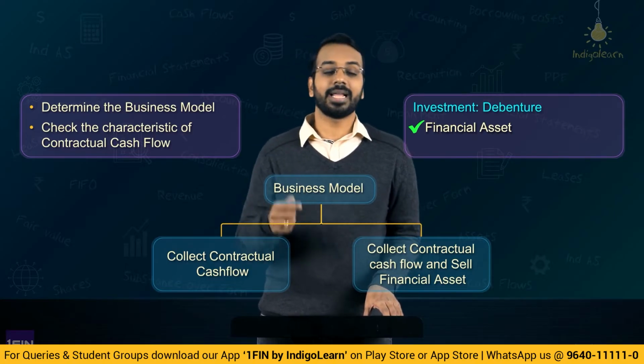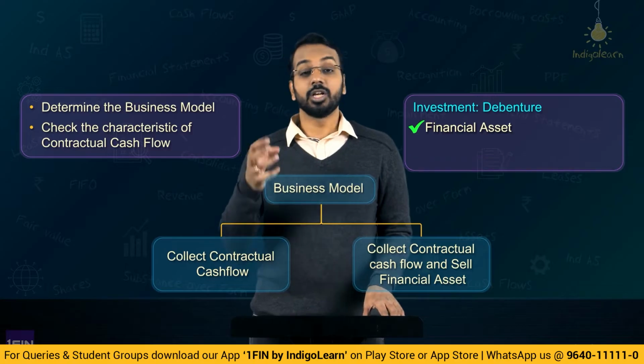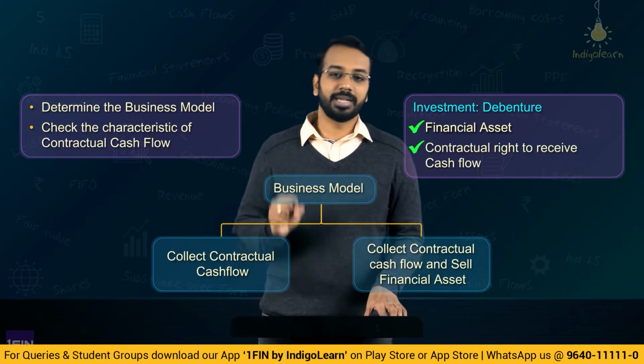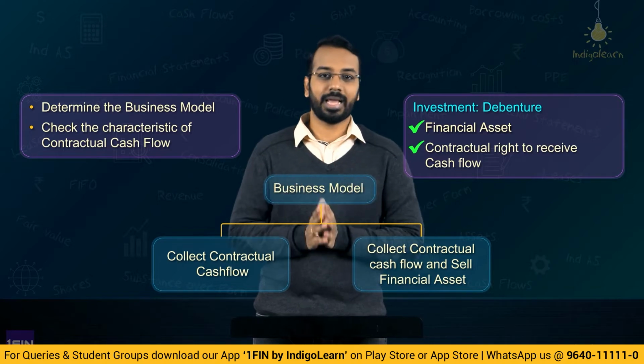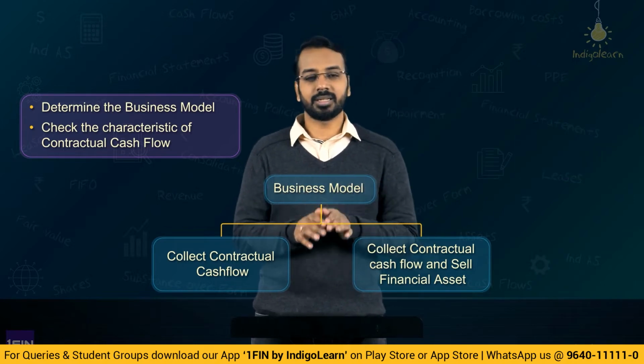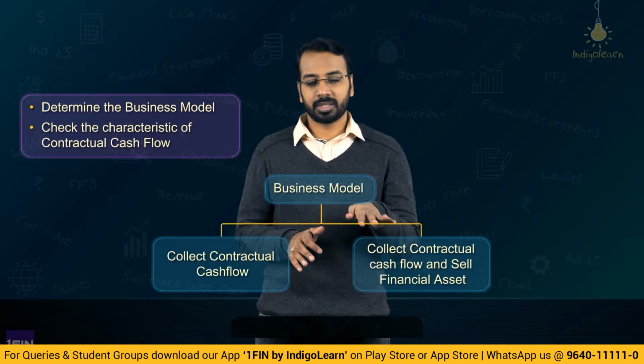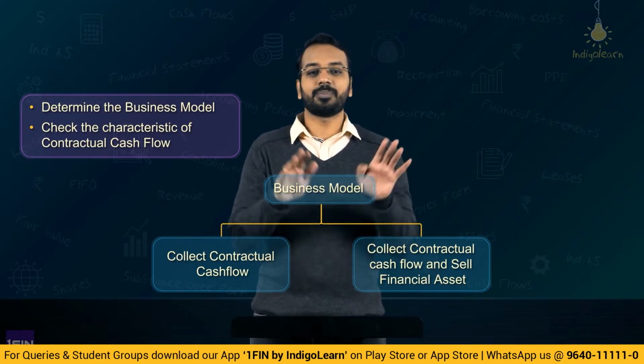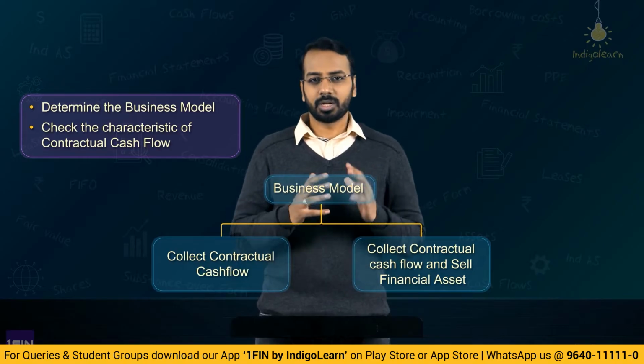Under that contract, I have a contractual right to receive cash flows in the form of interest and in the form of principal repayments, right? So, that is what contractual cash flows are. Now, what the standard tells us is, whatever is the contractual cash flow, look at the characteristic of that particular contractual cash flow.